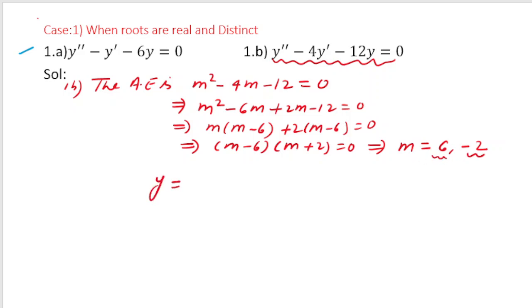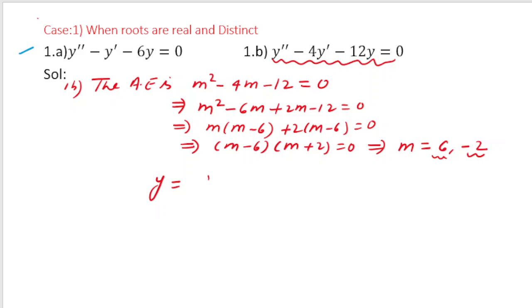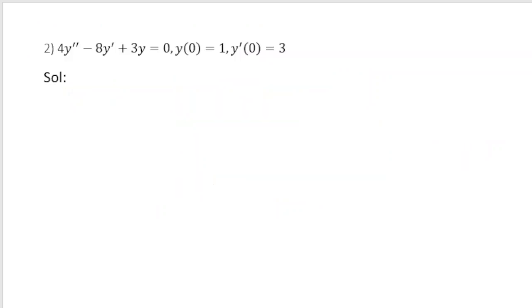So how do you write the solution? You know the general form, that you write c1 e to the power m1x plus c2 e to the power m2x. So here I write c1 e to the power, the first root is 6, so I will write c1 e to the power 6x plus c2 e to the power minus 2x. So this is the solution. Very simple process. I hope you have understood it. So we are going to solve some more problems.